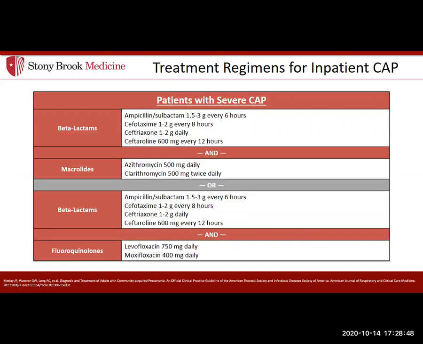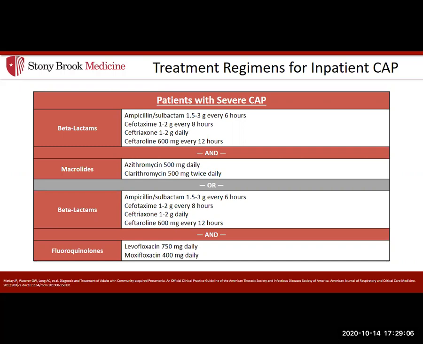All right, so now what if our patient has criteria that pushes them into the category of severe CAP? How would we treat them? As compared to inpatient non-severe CAP, when treating inpatient severe CAP, we lose the option of monotherapy completely, and we are limited to combination therapy.